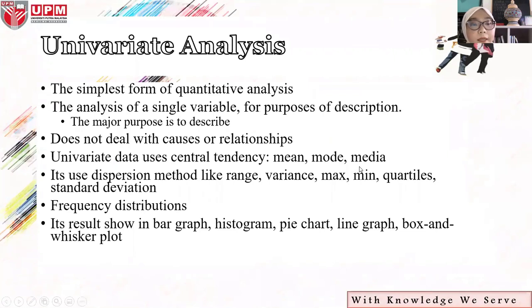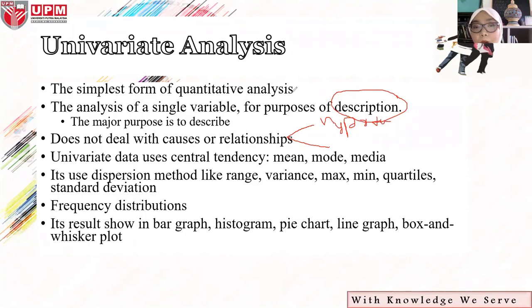Okay, so univariate analysis, which is the simplest form of quantitative analysis, is the analysis of a single variable for the purpose of description. Okay, the main purpose is we want to describe the variable. And then it does not deal with causes or relationships. When I say that it does not involve causes and relationships, it means that there is no hypothesis testing. There is no hypothesis testing for univariate because the main purpose is we want to describe.